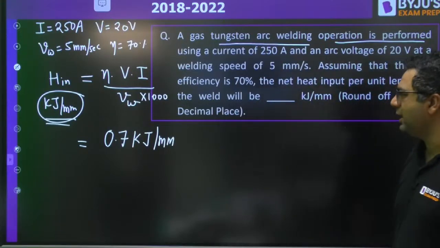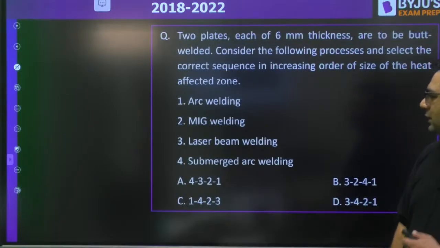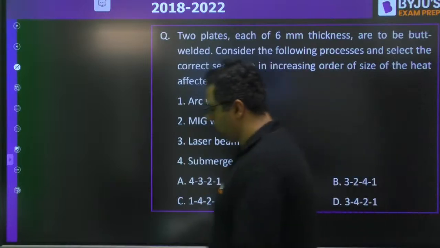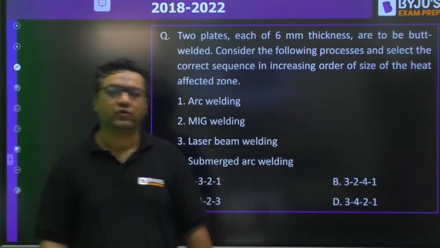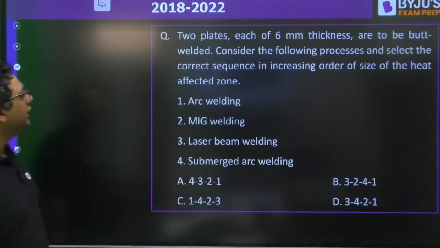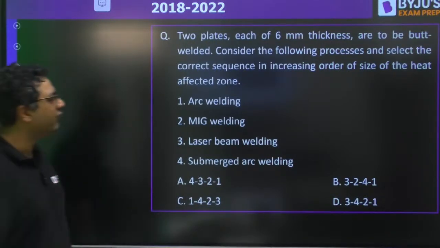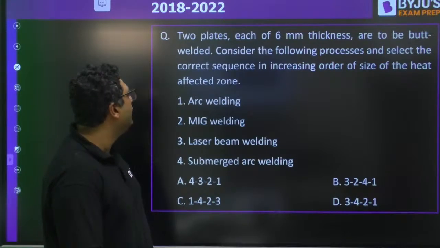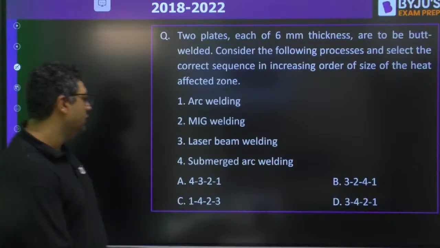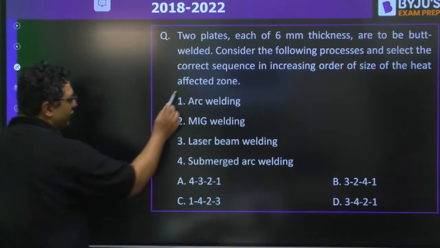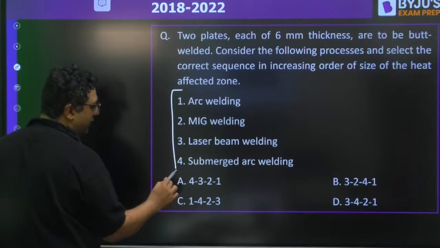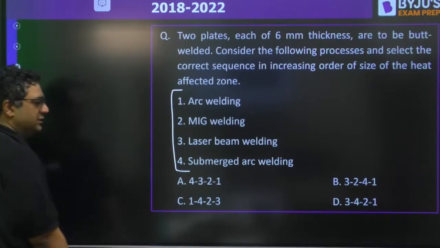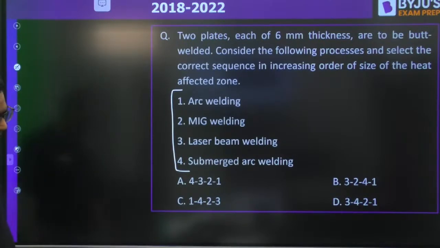Moving to the next question, guys. This is once again a theory question from welding. It is saying two plates each of 6 mm thickness are to be butt welded. Consider the following processes and select the correct sequence in increasing order of size of heat affected zone. So you need to see the size of heat affected zone. Arc welding, MIG, laser beam welding and submerged arc welding. What will be the sequence?